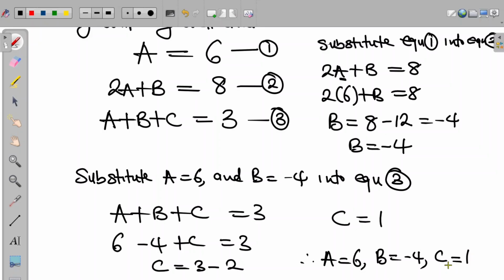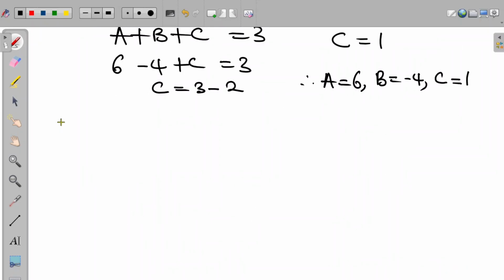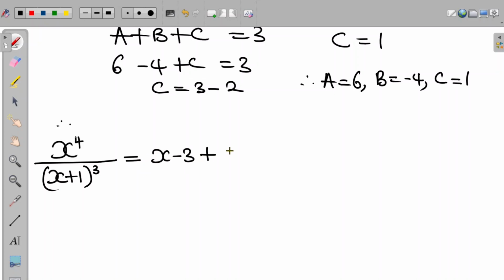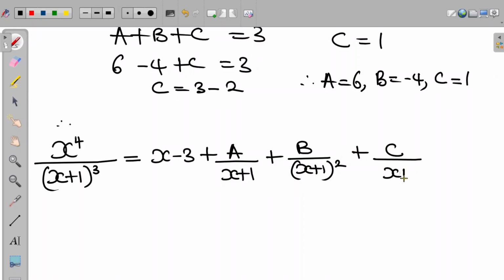Let us substitute these values into equation a. But recall that x to the power of 4 divided by (x plus 1) all to the power of 3 was resolved to x minus 3 plus a divided by (x plus 1) plus b divided by (x plus 1) all squared plus c divided by (x plus 1) all to the power of 3.